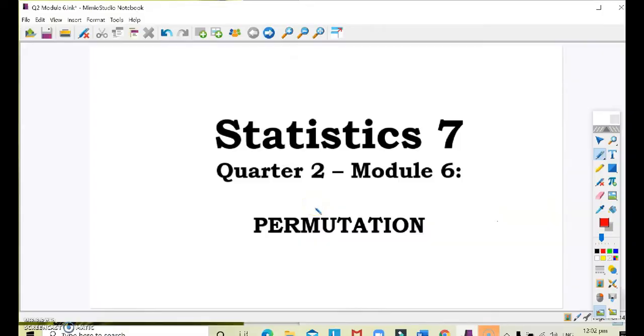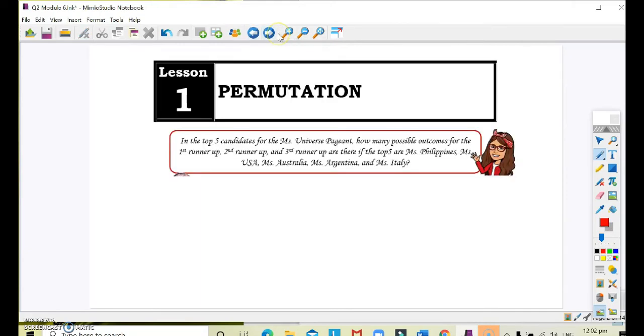Hi everyone, we're going to discuss permutation. So let's see how we're going to relate it to the one that we discussed last time, which is on fundamental principles of counting. Let me start with a question. In the top 5 candidates for the Miss Universe pageant, how many possible outcomes for the first runner-up, second runner-up, and third runner-up are there if the top 5 are Miss Philippines, Miss USA, Miss Australia, Miss Argentina, and Miss Italy? So, if this is the case, what do we know about the problem?